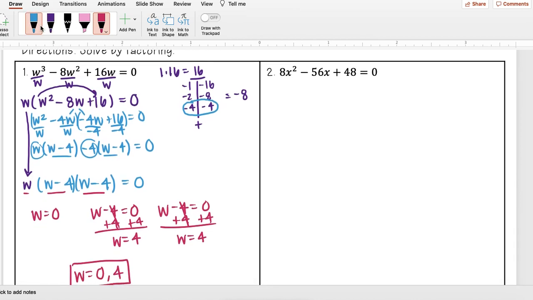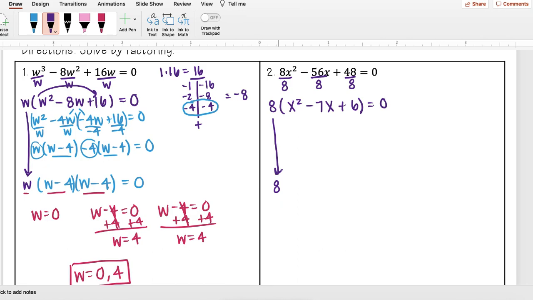Okay, let's try the next one. So this one, first step, I want to find the GCF. Here, they don't all share an X. The 48 doesn't have an X, so I can't take out an X. But I see that the biggest number that goes into 8, 56, and 48 is going to be 8. Take out my 8. And when I divide that out, I have x squared minus 7x plus 6 is equal to 0. And then I'm going to rewrite my 8 down here.